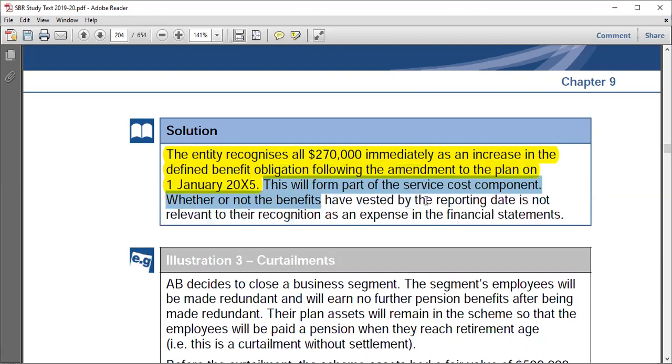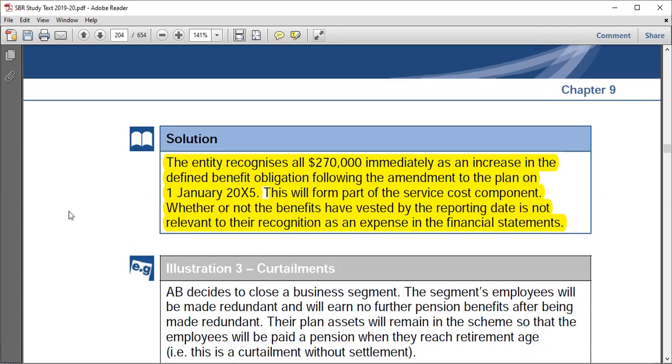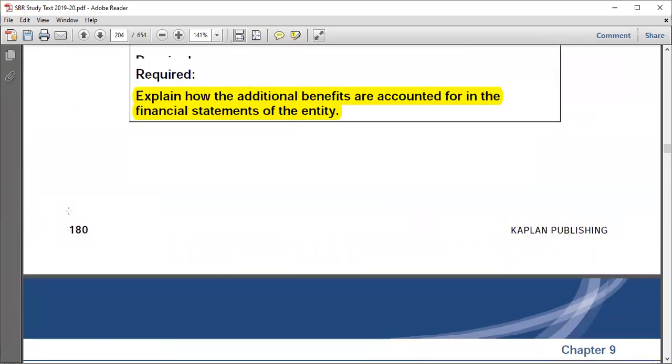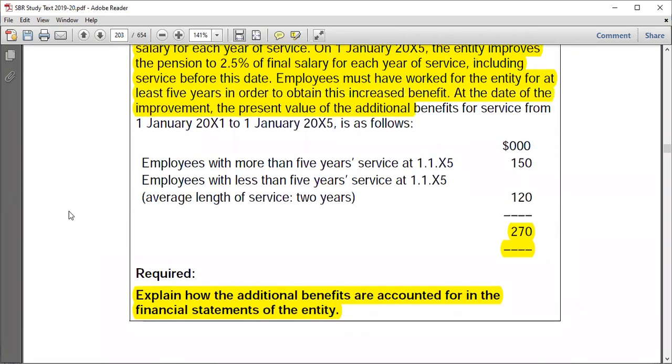Whether or not the benefits are vested, it doesn't matter whether it's time to pay the benefits or not. That is what it means by whether they are vested by the reporting date is not relevant to their recognition as an expense in the financial statements. I think we have seen this under IFRS share-based payment, right? It's for the expense you just recognize. Maybe the actual payment may not have been done yet, but you still have to recognize an expense, right? So that's what you usually have to do. Do not say, oh, I cannot recognize this right now. No, you can just do that, right?